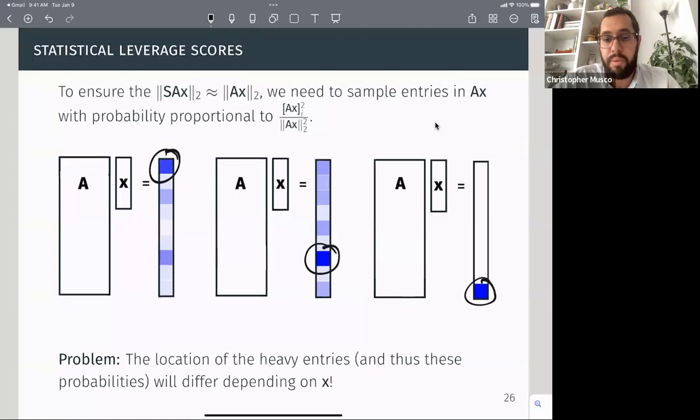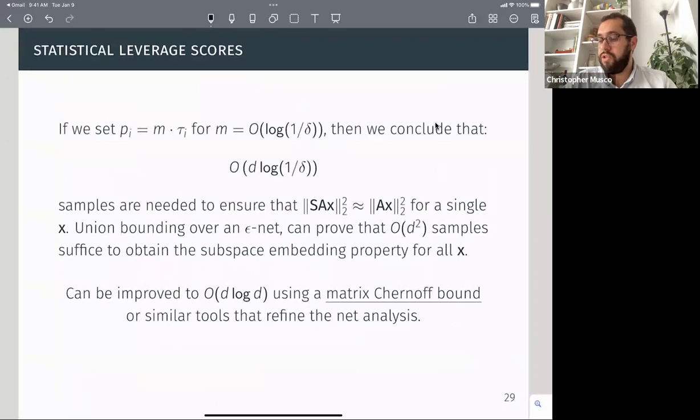So the punchline there is, if we set my probability equal to some scaling of the leverage score, and set m to be order d log 1 over delta, then by the scalar Bernstein inequality, SAX very closely approximates the 2-norm of AX for any single x. Basically, I can do a naive epsilon net argument and union bound over all x in a d-dimensional subspace. This would give me something slightly suboptimal, like a d squared bound. Or I can use more clever high-dimensional probability techniques, like matrix Chernoff bounds, or refined net type analyses, and I would get that down to just d log d samples needed to preserve the norm of SAX for all x simultaneously.